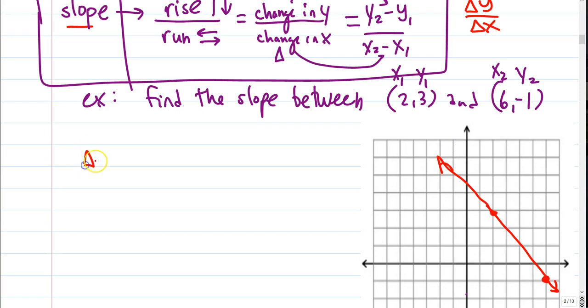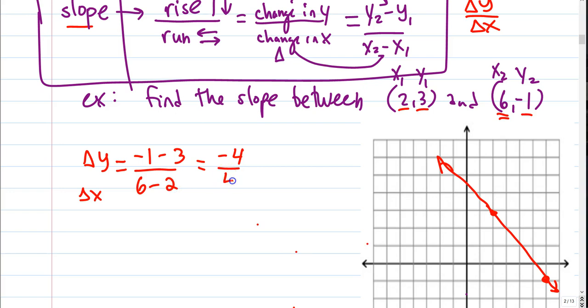I can do the change in the y values. What are the y values here? Well, that would be the 3 and the negative 1. So the change in those would be the second one, negative 1, minus the first one, 3, which would be negative 4. Over the change in x, well, here's my second x value, 6, minus the first one, 2, gives me 4. So negative 4 over 4, or negative 1.